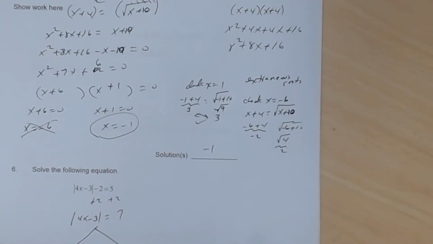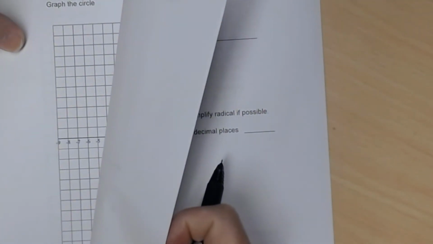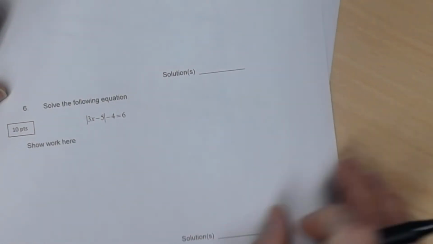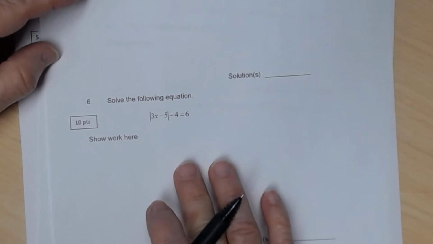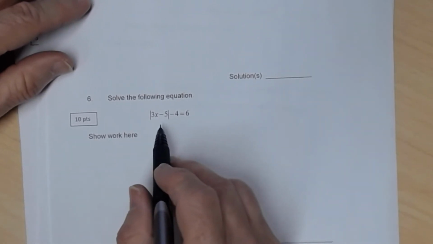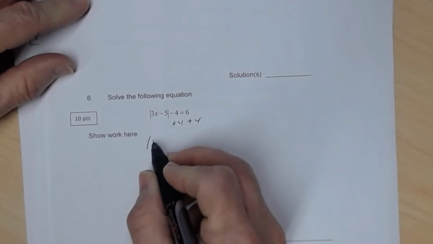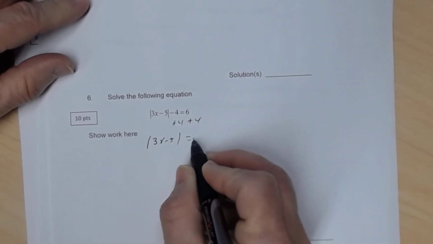All right, now that was the one in version 1. Let's see what it was on the other version. So on the other version, this was what it was right here. So again, you're going to do the same thing. You're going to get the absolute value expression by itself. So you can add 4 to both sides. So I get the absolute value of 3x minus 5 equal 10.